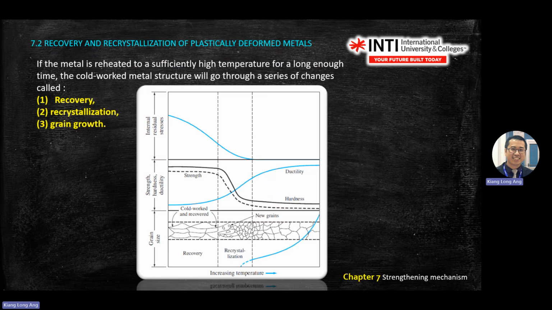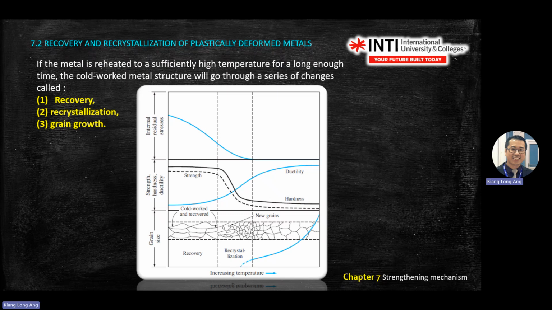So the tensile graph, stress and strain, you have a straight line here. This is the elastic region. Then it will curve. This one is the plastic region. So the first phase is called recovery. For recovery, you draw strain here, a strain here.